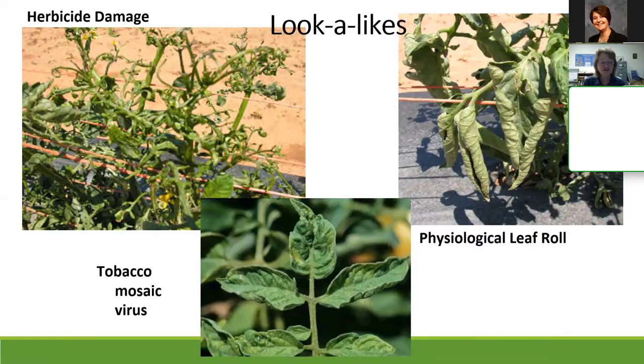So when people call with "my tomato leaves are curled up, look funny," the first question is, are there other things in the garden or the landscape affected? Because if there are other types of plants affected, then more likely it might be a herbicide drift. But if the only thing affected is a tomato, then more likely we're looking at physiological leaf roll or a virus.